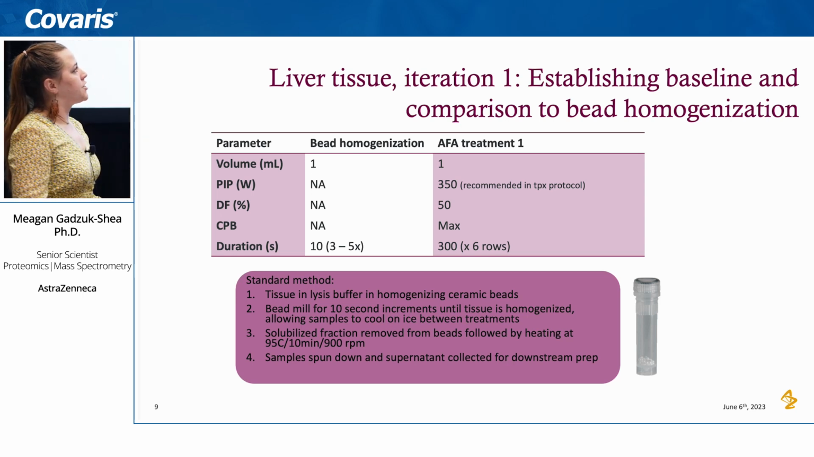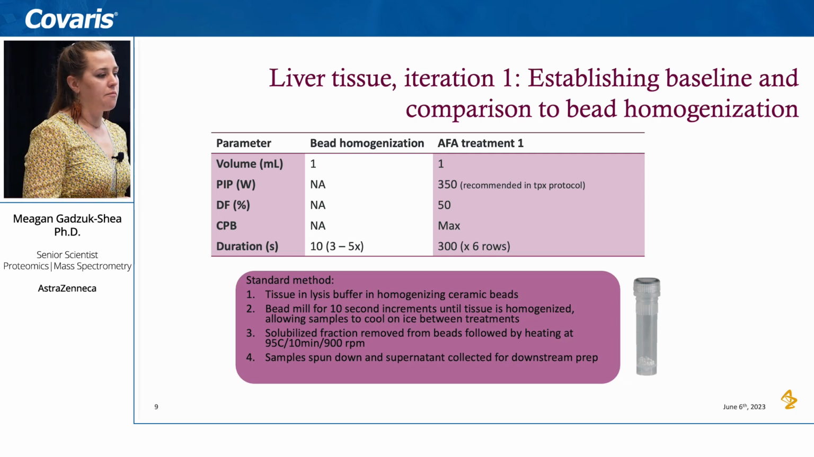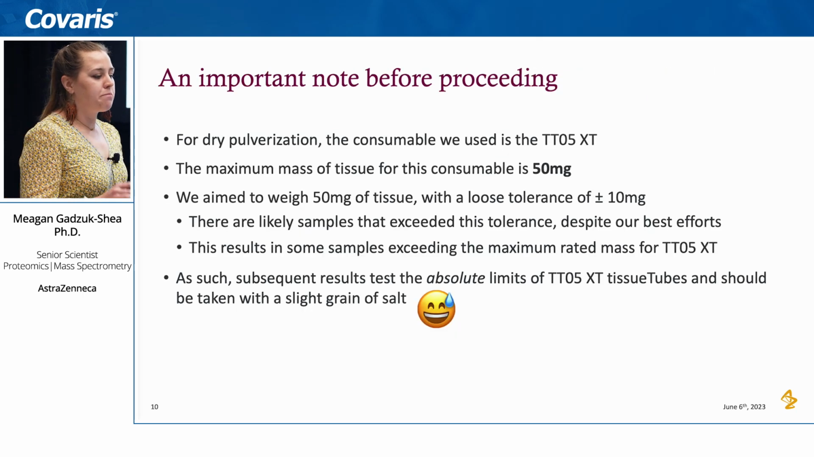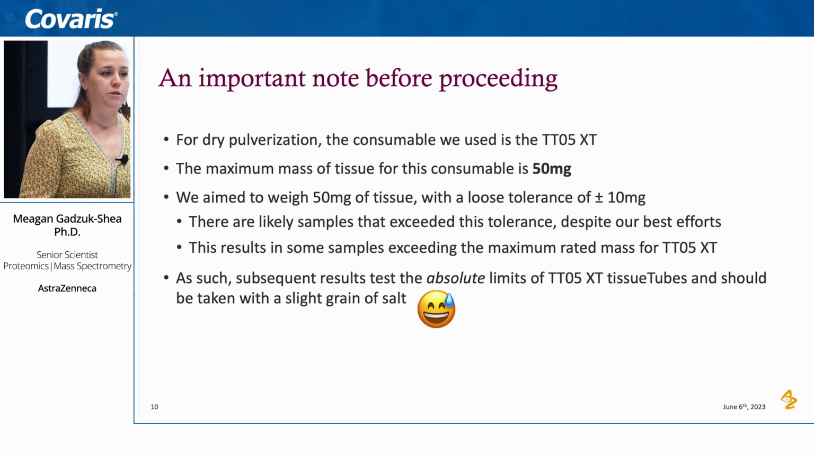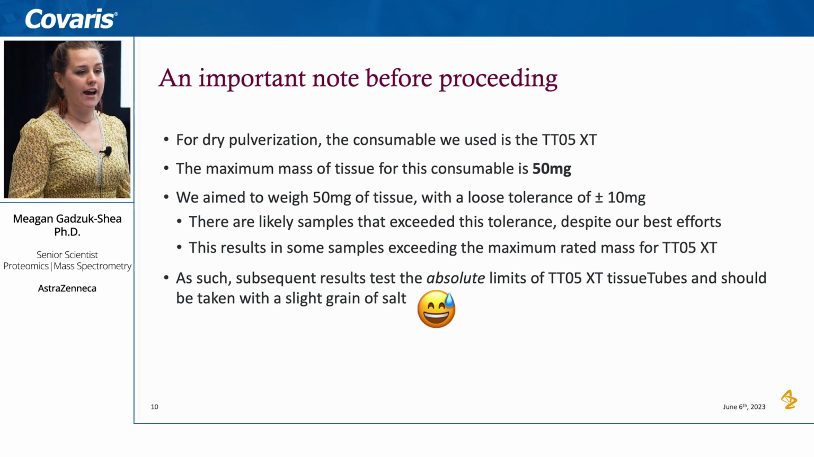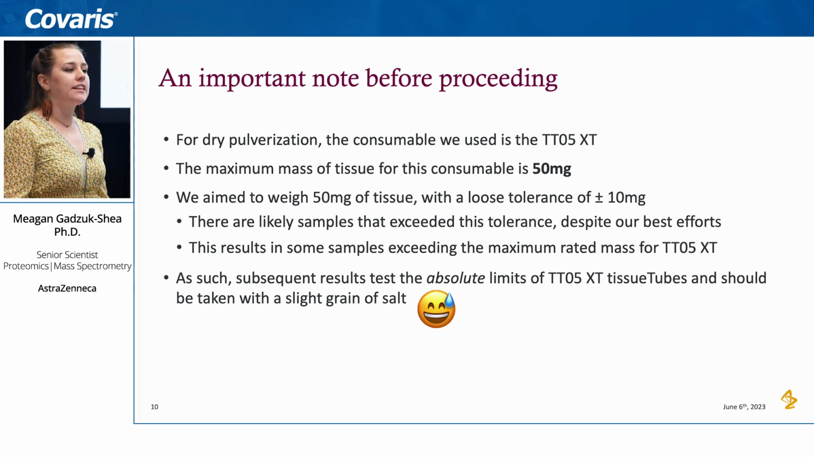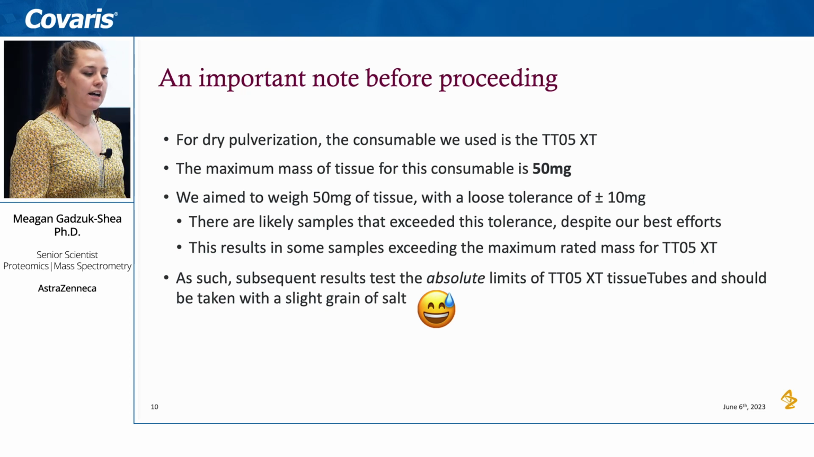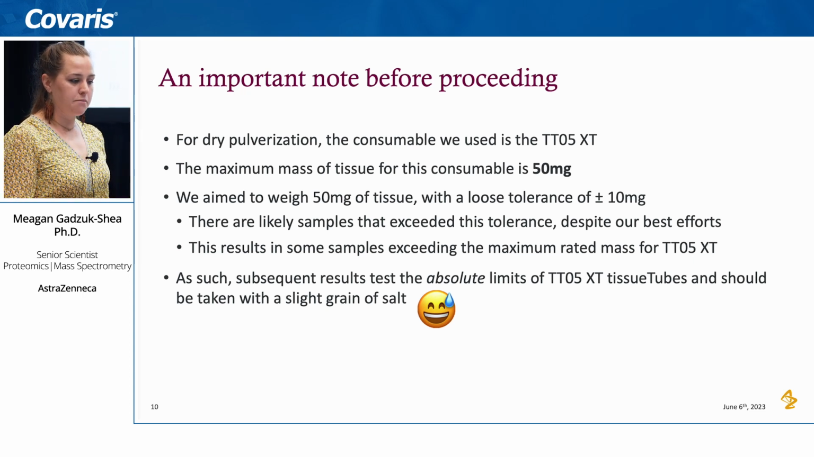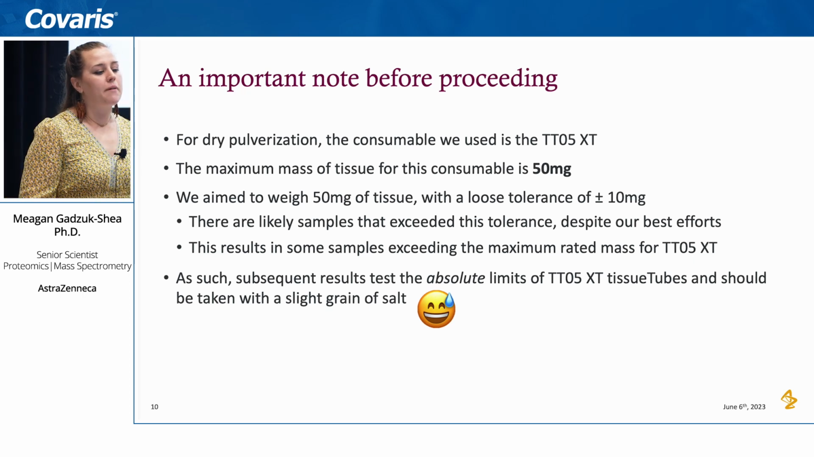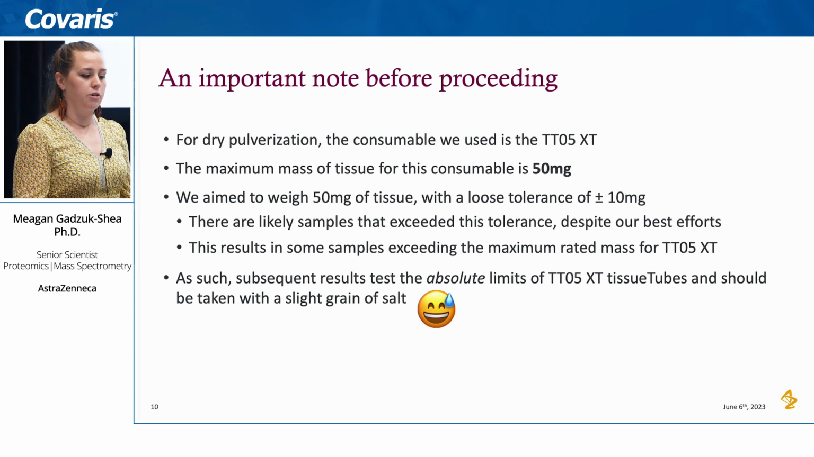So just before I get into the actual results, I do want to make a bit of a disclaimer. The consumables we used for our dry pulverization were the TT05 extra thick tissue bags. And these are rated for 50 milligrams of tissue max. And while Joanne and I tried our best to weigh 50 milligrams, there was a loose tolerance of about plus or minus 10 milligrams. And so there's probably samples that exceeded this tolerance despite our best efforts. And so some of these results are really testing the limits of these consumables.